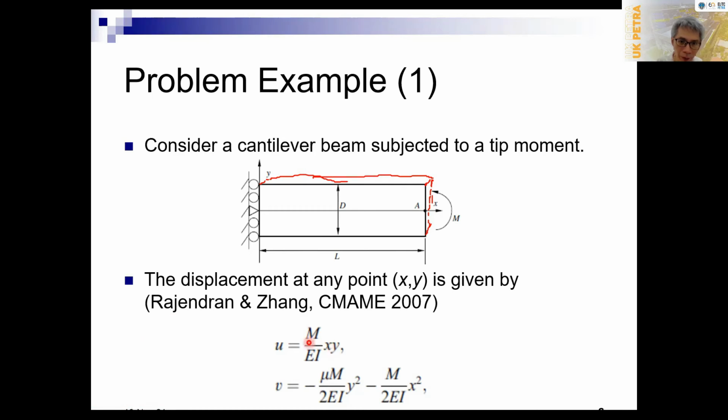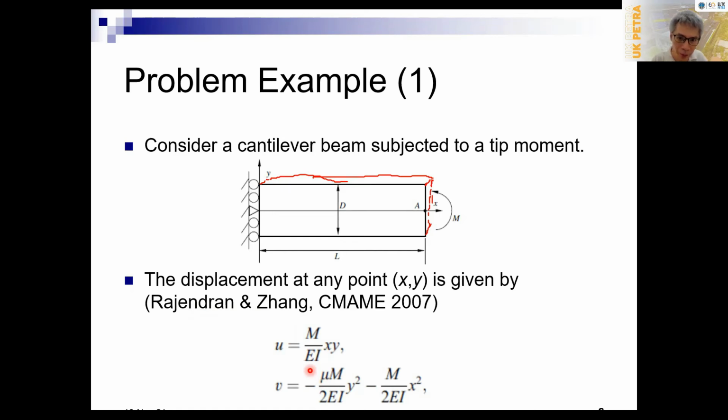Let's say the displacement field within the beam is given by this. I is the moment of inertia of the cross section. Mu here is equal to nu. I write down this equation from this journal. They use the symbol mu for Poisson ratio. That's mu is Poisson ratio. In my slides, it's called nu.